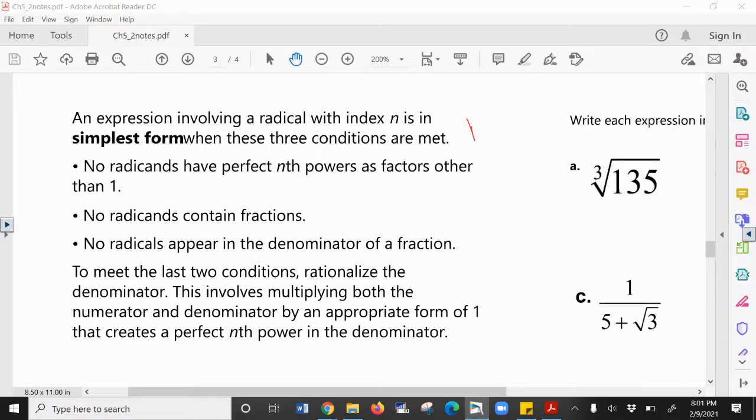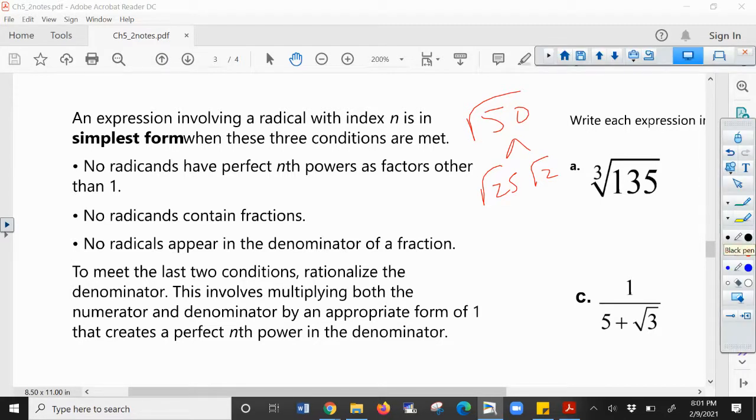Now, think about that. If you had the square root of 50, that doesn't meet that condition because we know that it has a perfect square, 25, underneath it. It's the same thing when we have cube roots or anything like that. So that's the first one: no perfect nth powers underneath the radicand.